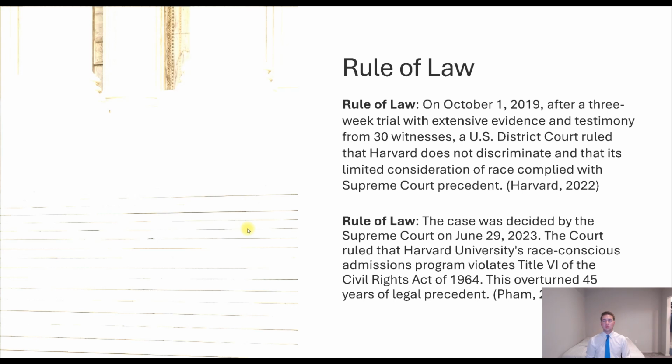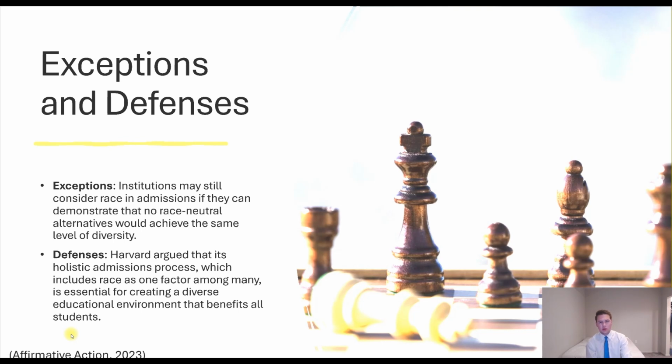The rule of law. So in 2019, like I said previously, they actually ruled with Harvard. But then in June 2023, they sided with the plaintiff. The case was decided on June 29th. And the court ruled that Harvard University's race-conscious admission program violates Title VI of the Civil Rights Act, which overturned 45 years of legal precedent. A lot of people are not happy about it, and there's still a lot of fighting about it today.